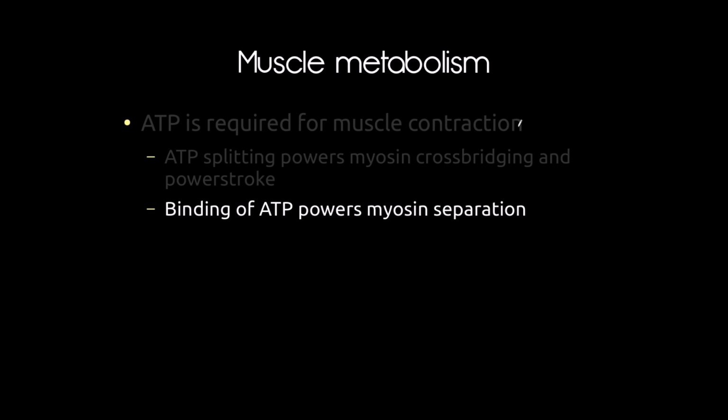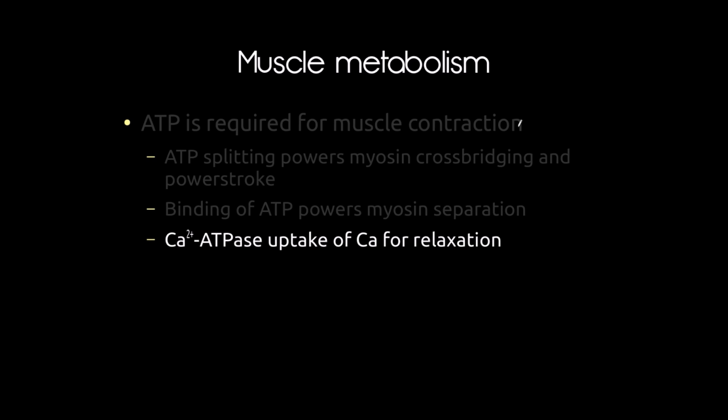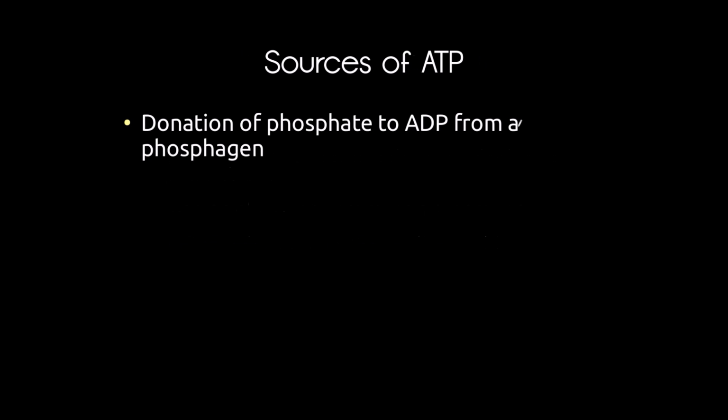But we also need the binding of an additional ATP early on to separate the myosin from the actin filaments. So unless we have another ATP to come along and separate that myosin, it's going to stay connected to the actin. Another major place that we need ATP in muscle cells is that calcium ATPase that we need for the reuptake of calcium into the sarcoplasmic reticulum that we need for relaxation of the muscle. So these are three major activities surrounding the basic functioning of these muscle cells that are requiring ATP.